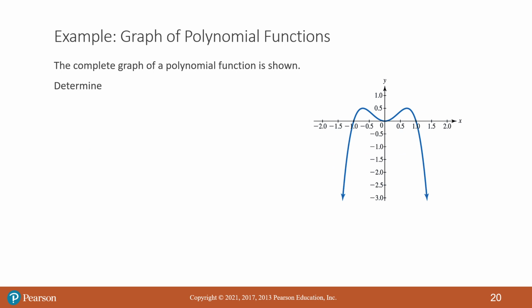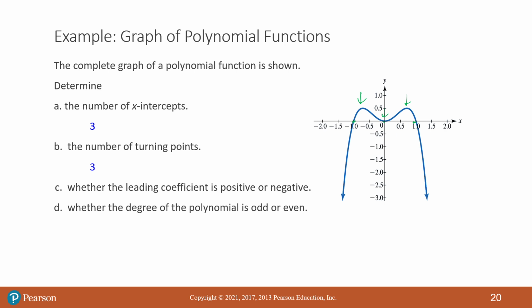Alright. The complete graph of the polynomial function is shown. Let's determine the number of x-intercepts here. Okay, well, we've got 1, 2, 3 it looks like. Let's determine the number of turning points. Looks like 1, 2, 3 on that as well. Leading coefficient positive or negative? Should be negative because it's going down, and it should be even because both ends are going down. So negative coefficient and even degree.